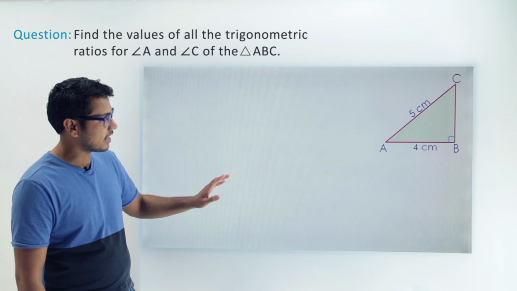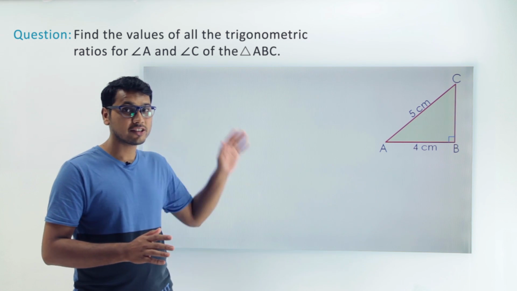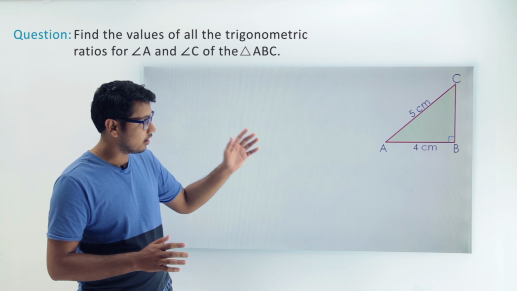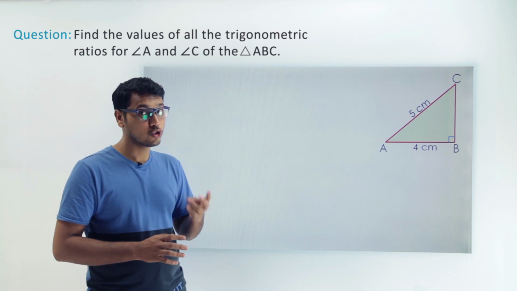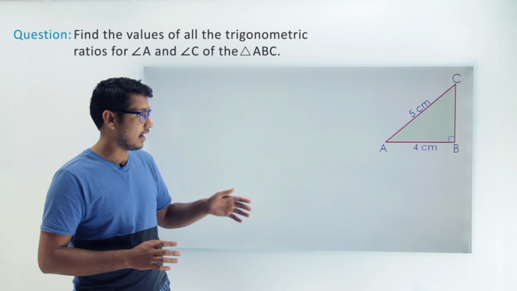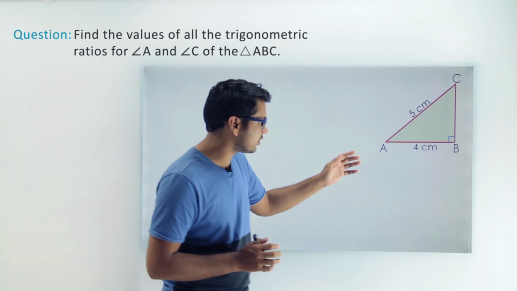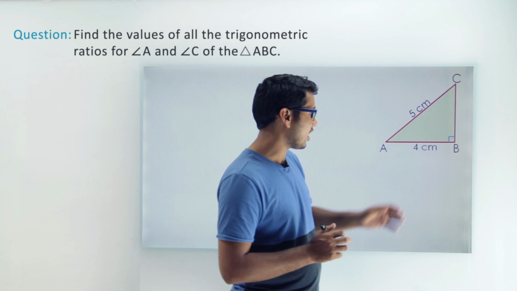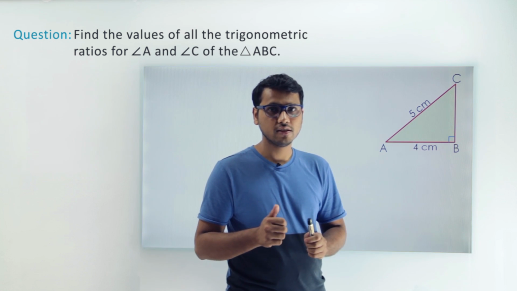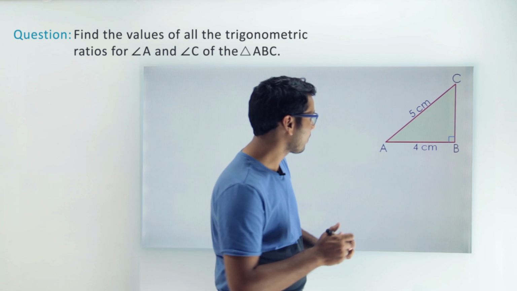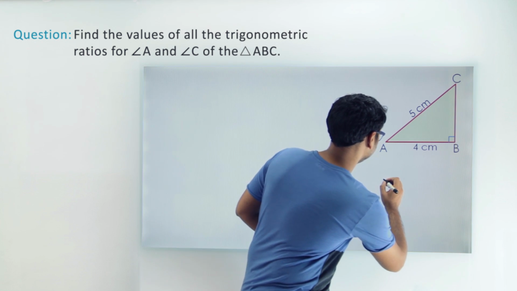Here is an example where we have to find the value of all the trigonometric ratios for angle A and angle C, and we are given the value of two sides, that is AC and AB. Since this is a right angle triangle, we can find the value of the third side. How can we find it? By applying the Pythagoras theorem. So let's apply the Pythagoras theorem and find the value of the third side.